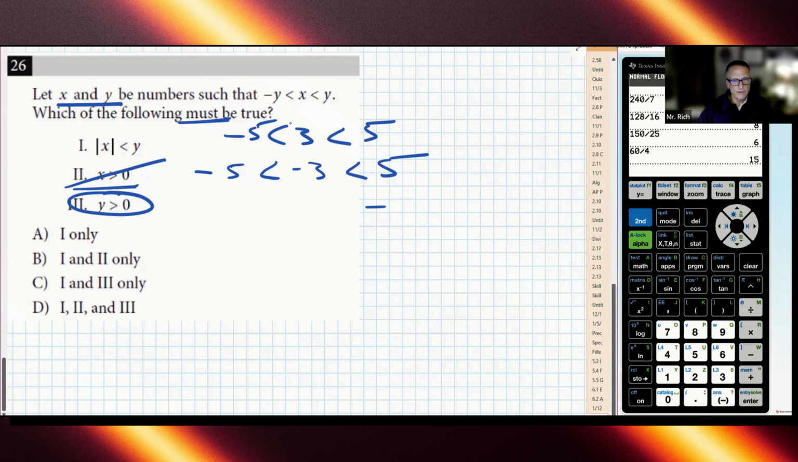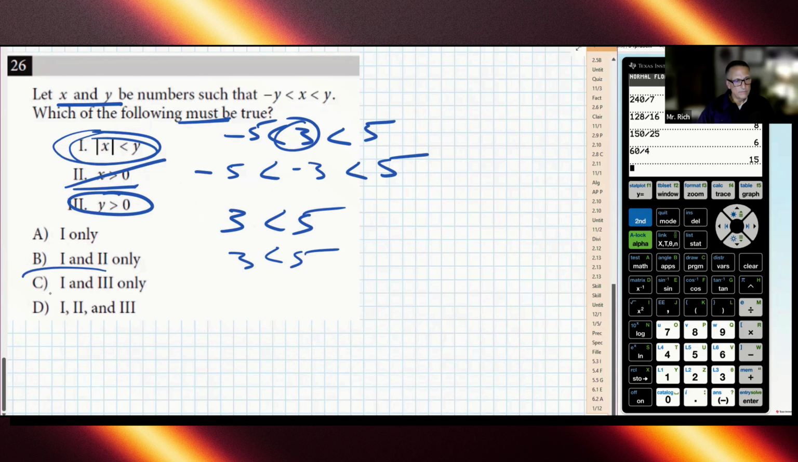Now, here's the absolute value. In this case, the absolute value of 3 is less than 5. And here, if x happens to be negative, it would still be that the absolute value of -3 is less than 5. So I believe it's 1 and 3, Joe. That's what I'm going to go with there.